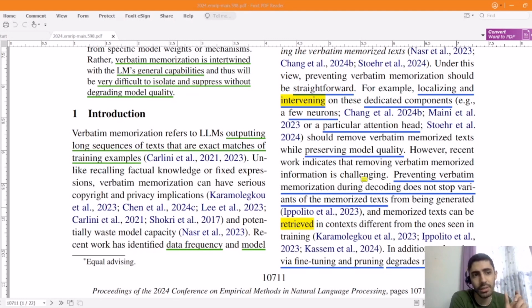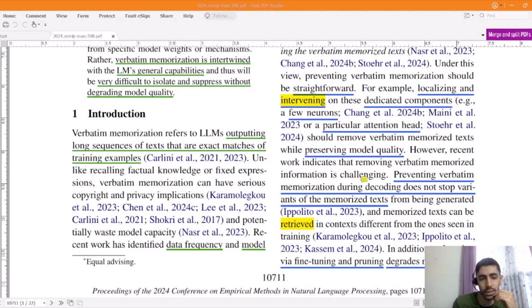Wasting model capacity means it has the potential to reduce the generalization ability of the model, which I'm not sure is true or not. I haven't read this paper, but if that is the meaning of this paper, we could not say it's true based on this paper, which I will talk about in the future.